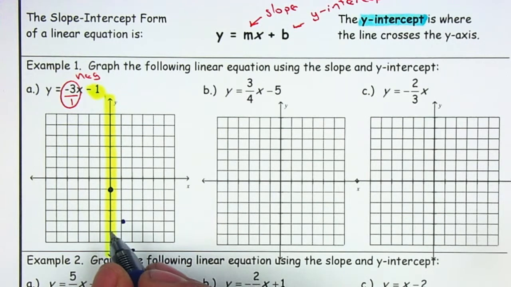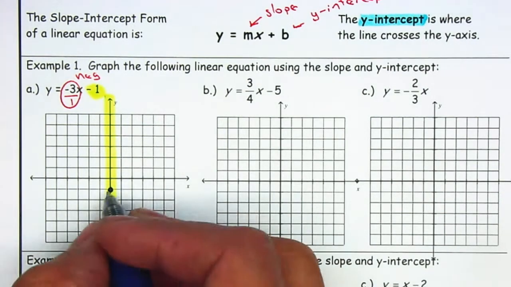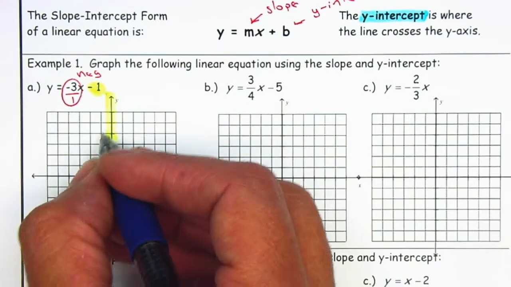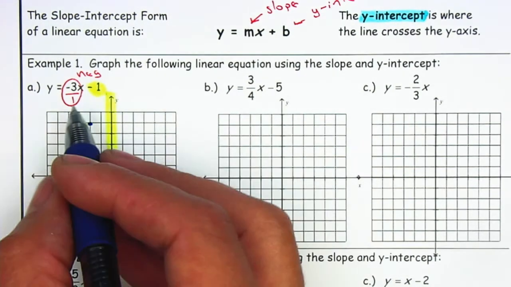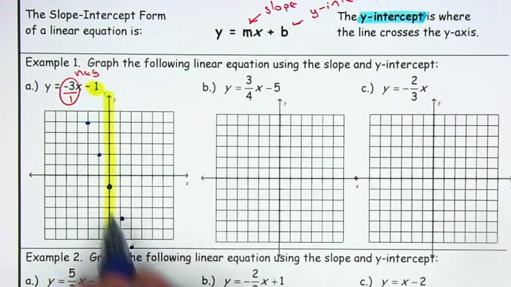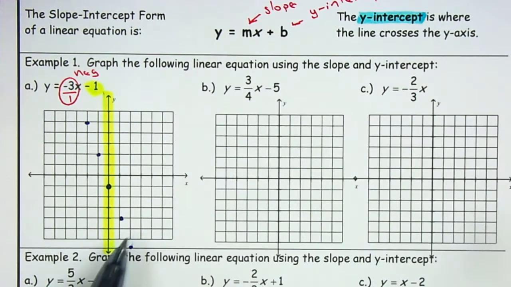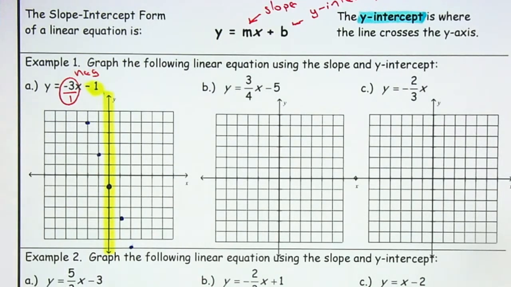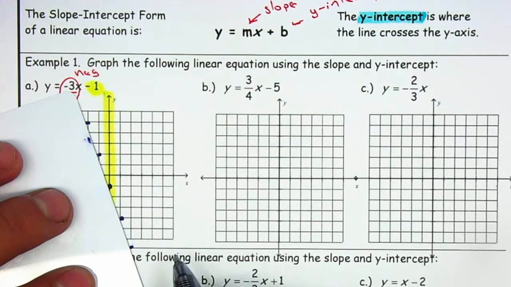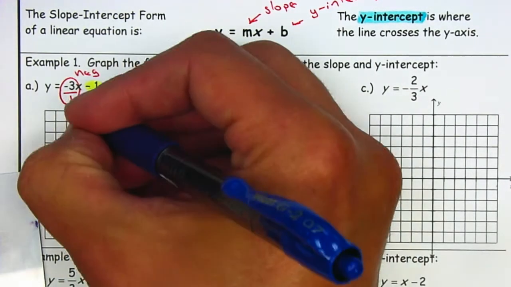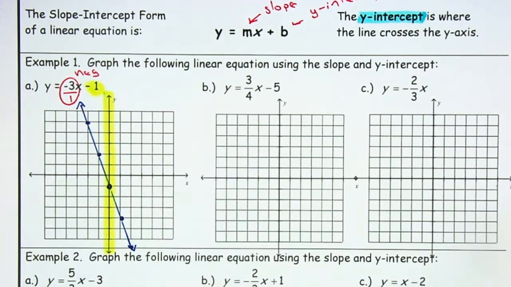I can also do the opposite. Instead of down and to the right, the opposite will be up 3 and to the left 1. 1, 2, 3, and to the left 1. So if your slope is negative, we're going to go down and to the right, or the opposite. I want you to make sure that you place points all throughout the graph, and that will make it easier on the next sections. I'm going to draw the line. And that's basically it.